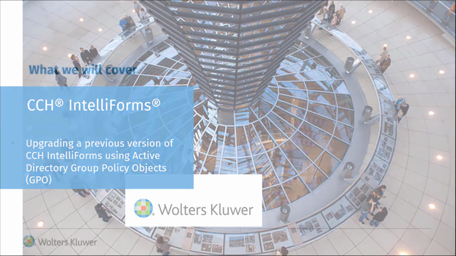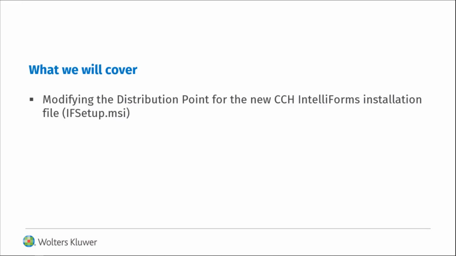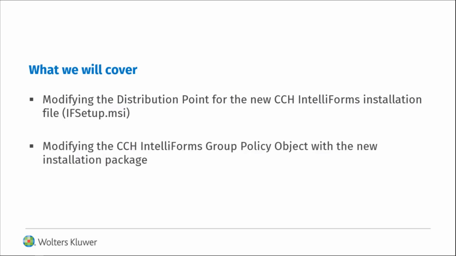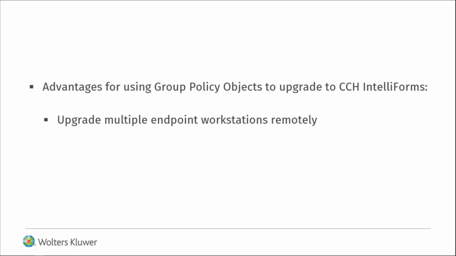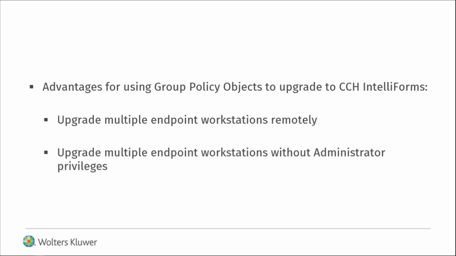Now let's get started. In this video, we will cover the following topics for upgrading CCH IntelliForms: modifying the distribution point for the new installation file, ifsetup.msi, modifying the CCH IntelliForms Group Policy object with the new installation package, and testing the upgrade process. The advantages for using GPO to upgrade to CCH IntelliForms are you can upgrade multiple endpoint workstations remotely and upgrade the endpoint workstations without administrator privileges.